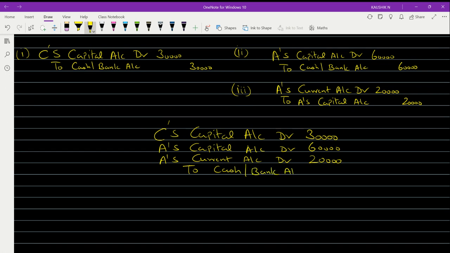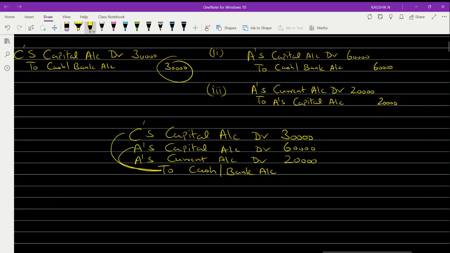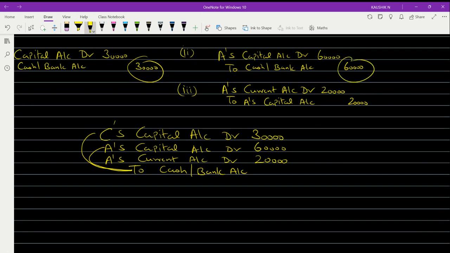cash or bank account. Now here, when you are going to bring the cash or bank account, for C-க்கும் cash or bank account common, அதே மாதிரி A-வும் பார்த்தா withdraw பண்ண அந்த 60,000 cash or bank account is common. So you have to add these two values, 30,000 and this 60,000. So that will give you the total value of 90.